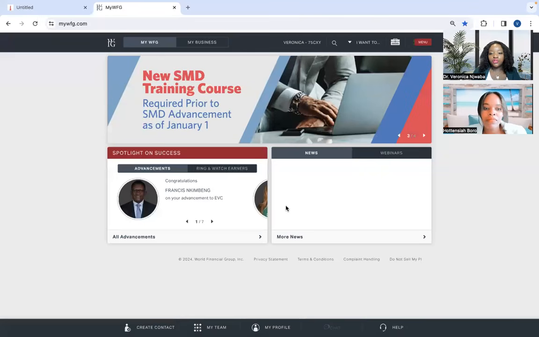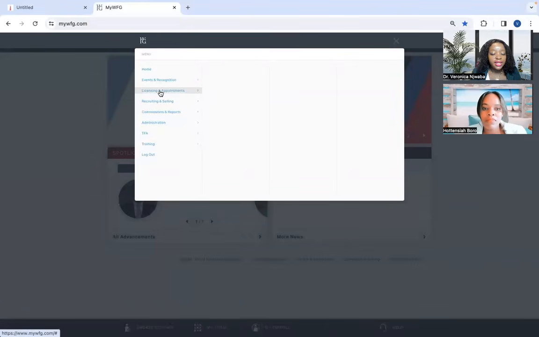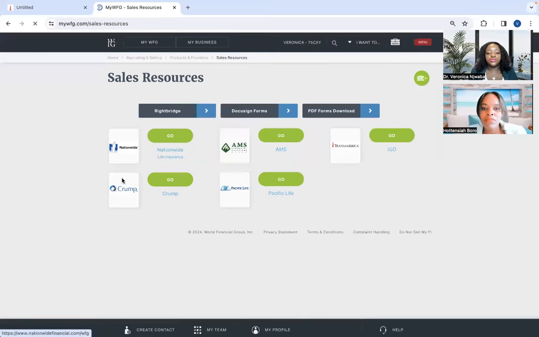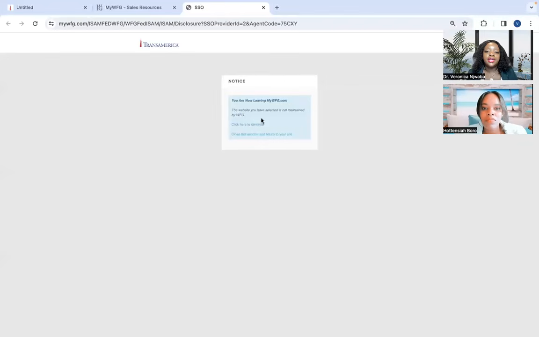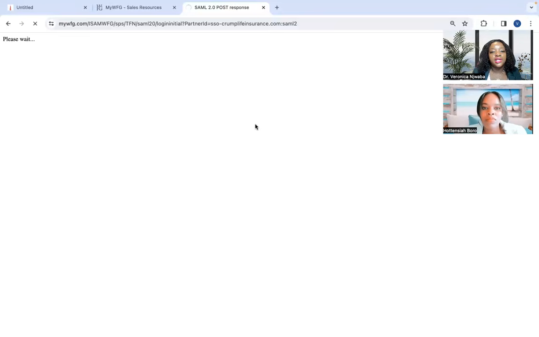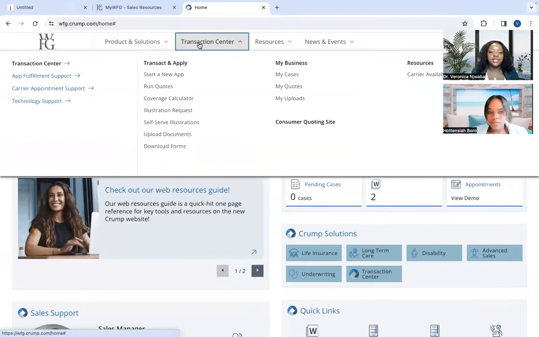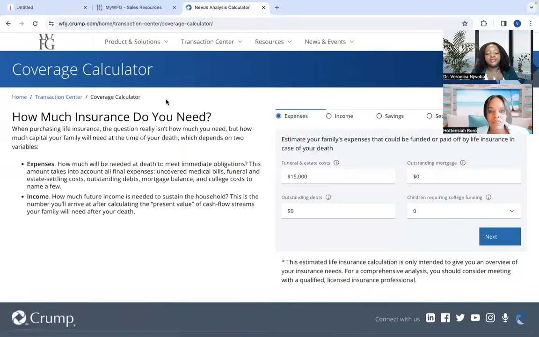All right. So I've logged into my WFG again. On the top right corner, I click on menu and then I do recruiting and selling, products and providers, sales resources. Okay. Sales resources. So here I see crump. I'm going to click on crump and then click continue. And then I am going to click on transaction center. And then I'm going to click on coverage calculator.